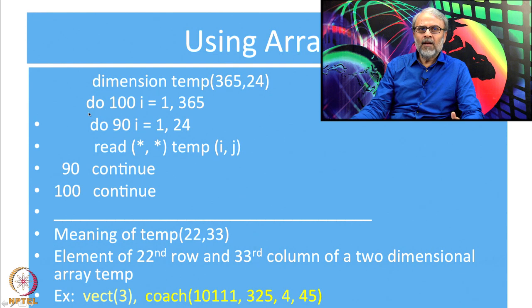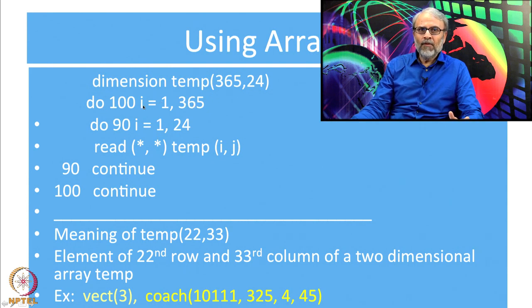Now, look at this statement, do 100 I going from 1 to 365. What does our knowledge of do loop tell me? This variable I takes the value 1, does all the things up to 100, comes back, takes the value of I equal to 2, goes all the way to 100 and comes back. It will do this 365 times.